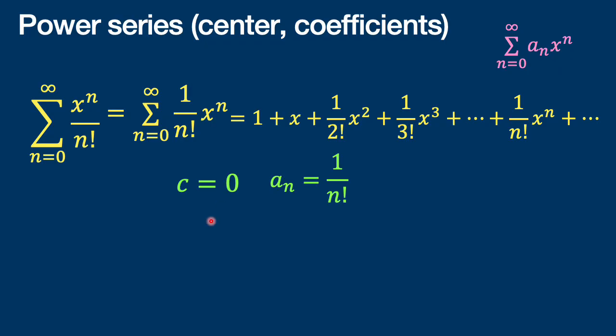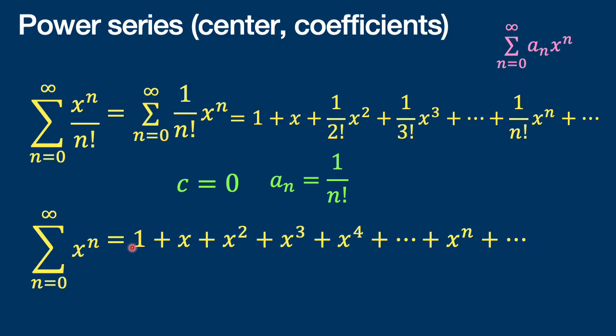Let's have another example. Summation of x^n. So what is a_n? What is the center? Center is going to be 0. What is a_n, guys? Let's expand it. So 1 plus x plus x squared plus x cubed. What is the coefficient of each term? That's going to be 1. So a_n is 1.